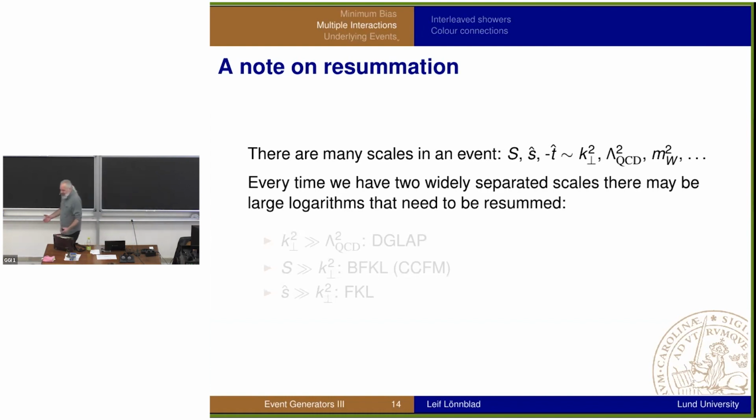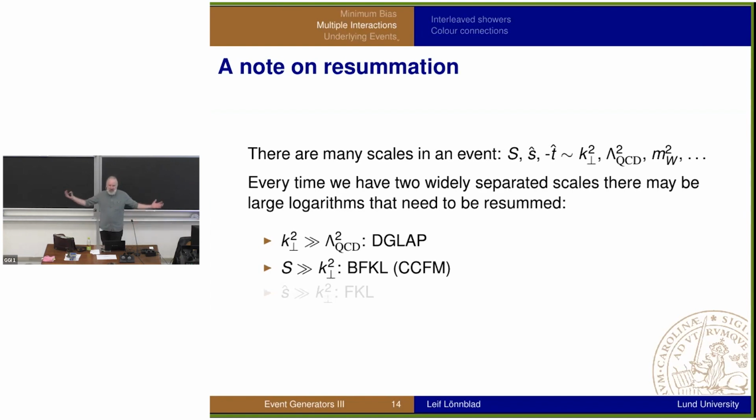And the thing is that every time you have large separations of scales, you will have to worry about large logarithms. So we've seen before that if you have a very high kT compared to lambda QCD, you need to resum the things we resum in a parton shower. We call it DGLAP evolution. But you also have the fact that this kT in turn can be very much smaller than the total center of mass energy. That also gives you logarithms, which can be resummed.